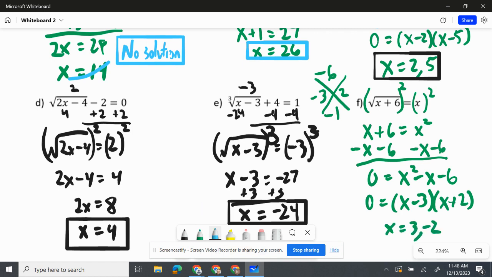Once again, what I want to do is plug them in. If I plug in a 3, 3 plus 6 is 9, square root of 9 is 3, so that works. When I plug in a negative 2, I have negative 2 plus 4 is negative 2 plus 6 is 4, square root of 4 is 2. 2 doesn't equal negative 2, so then x is equal to 3.